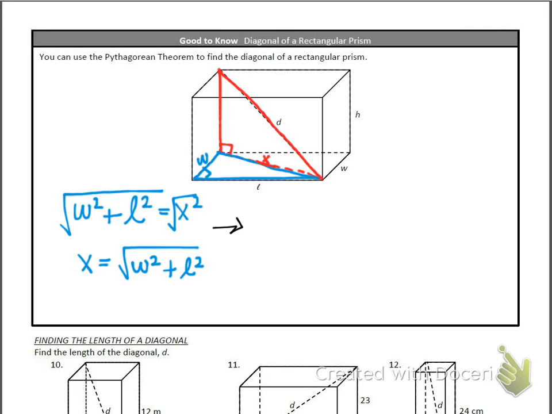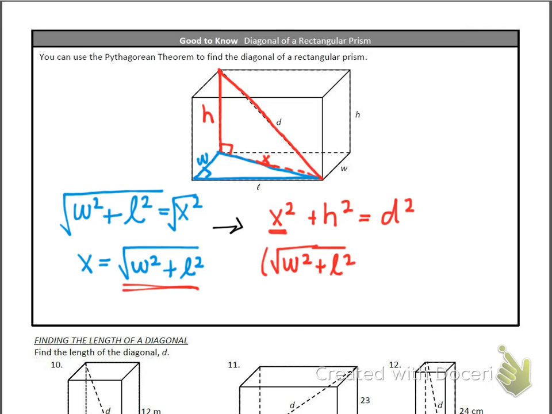Okay. So now we have enough information to do the red triangle, because now I can substitute a value in for x. So let's just rewrite it right now. Here's your height. So x squared plus h squared is going to give me d squared, the diagonal. Do I have a value I can plug in for x? W squared plus L squared. So, square root of w squared plus L squared plus h squared equals d squared. Bear with me for just a second. It's going to get better really fast.